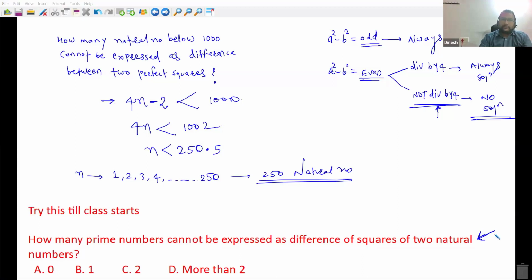Option A. Yes, why 4n minus 2? Which number? Tell me.